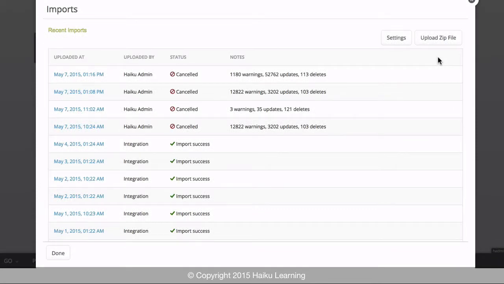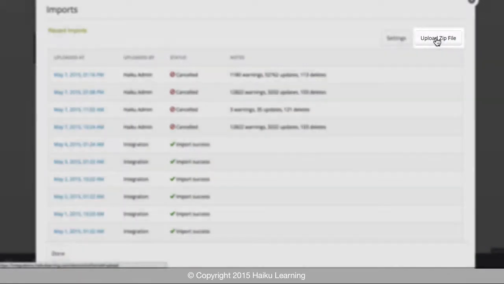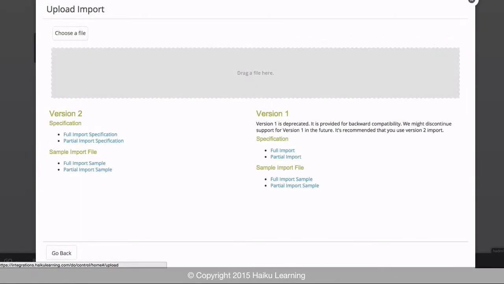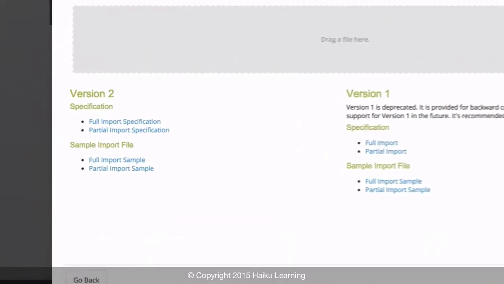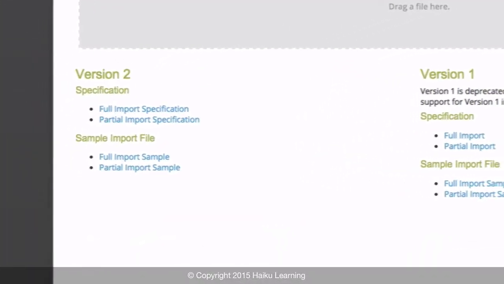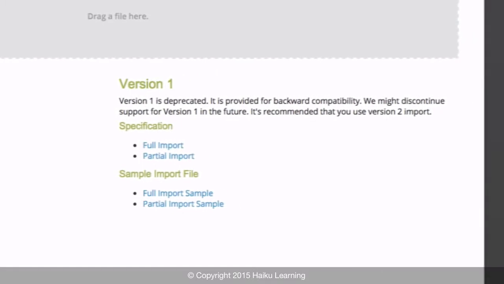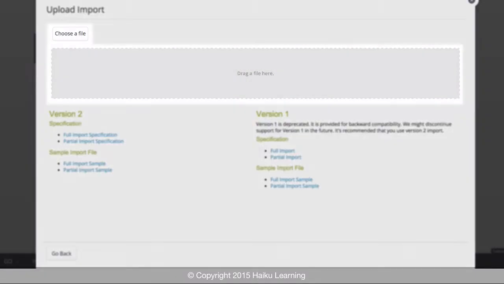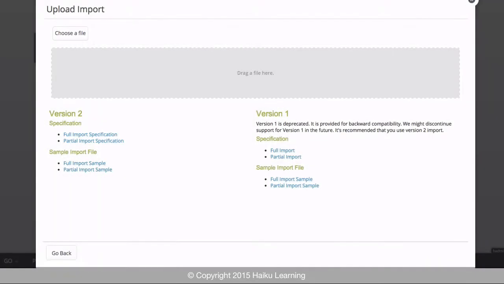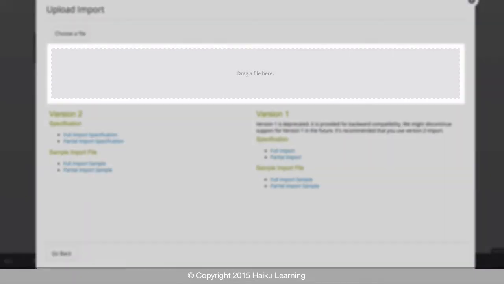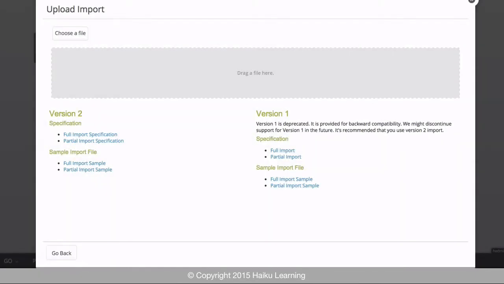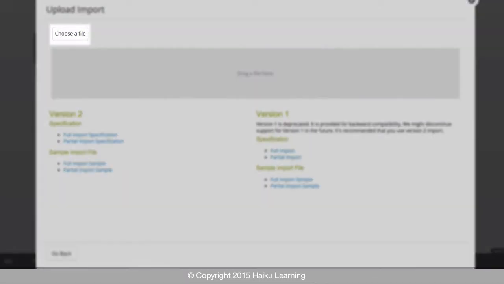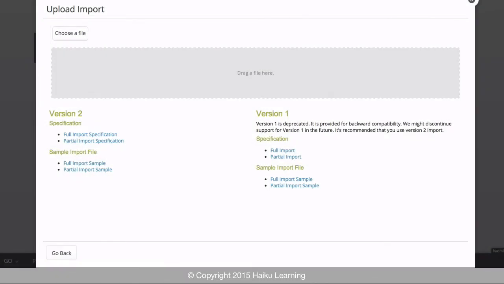Click Upload Zip File to see the upload area and some helpful resources. Note that at the bottom of the screen, there are links to sample files, as well as specifications for the different types of imports and versions. There are now two ways to upload your file. You can either drag the file from your computer into the gray Drag a File Here box, or select Choose a File and select your zip file.